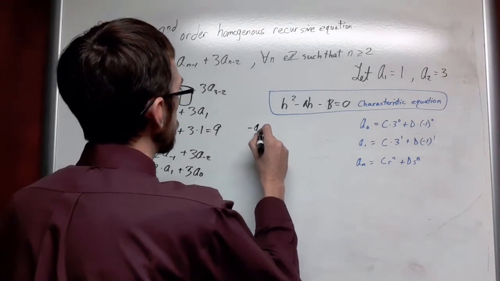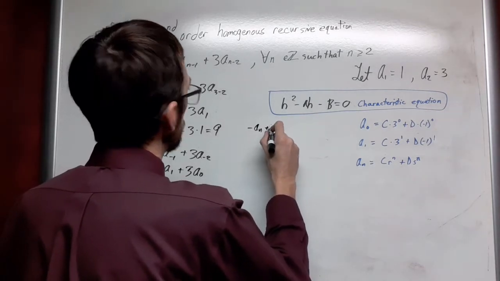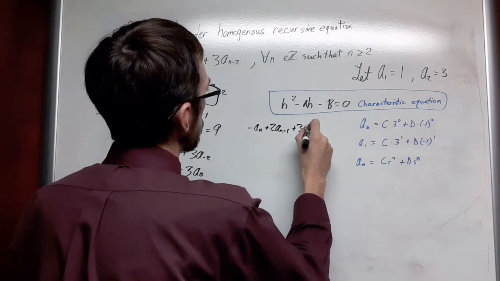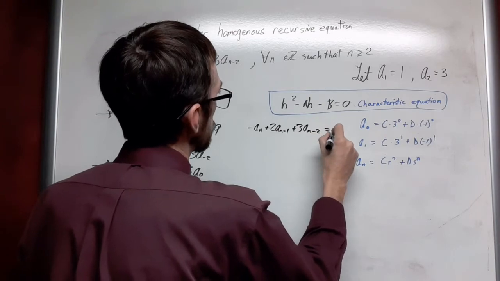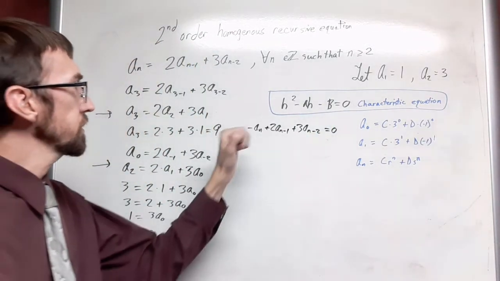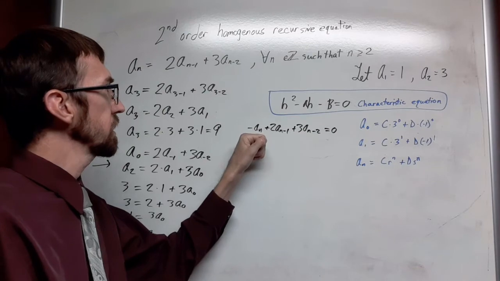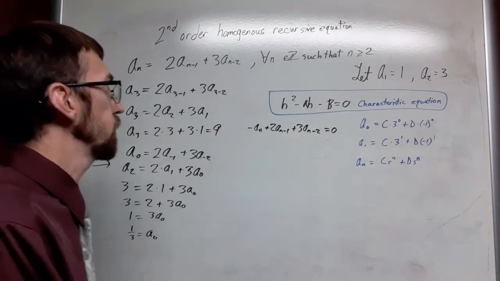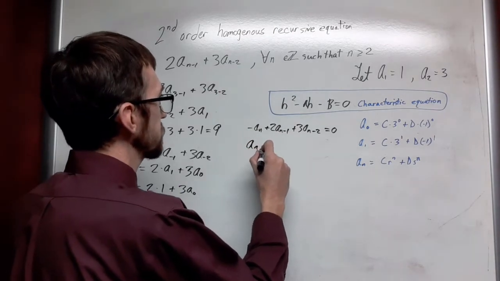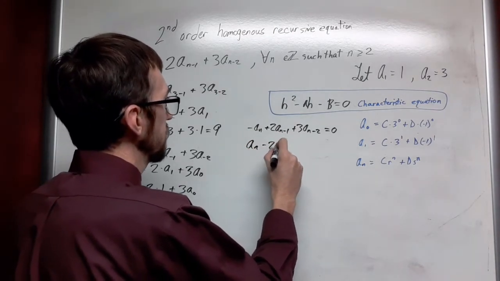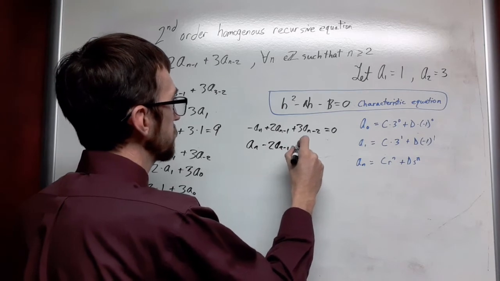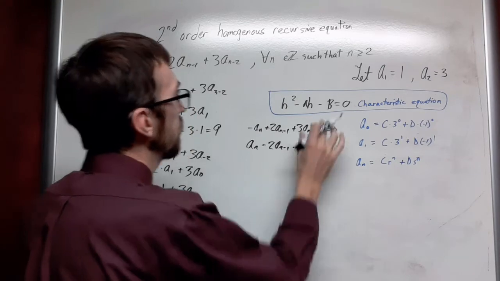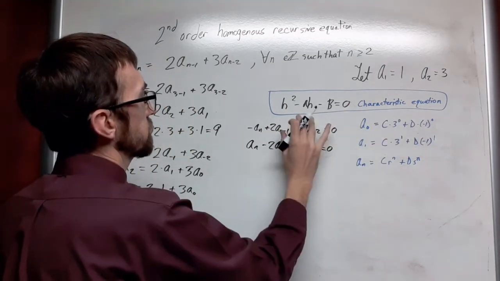So I will have negative a sub n plus 2a sub n minus 1 plus 3a sub n minus 2 equals 0. And then I want this lead to be positive. And so I'm going to multiply through by negative 1. So I have positive a sub n minus 2 a sub n minus 1 minus 3 a sub n minus 2 equals 0. And that matches my characteristic equation here.